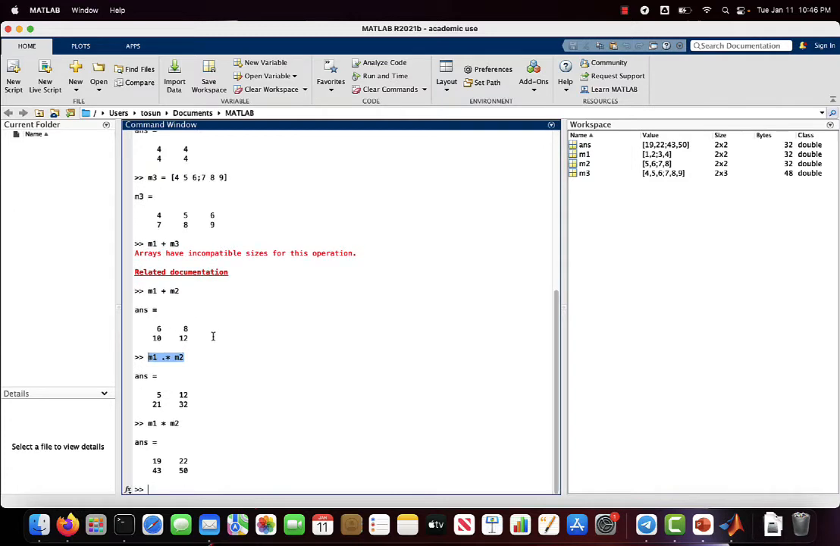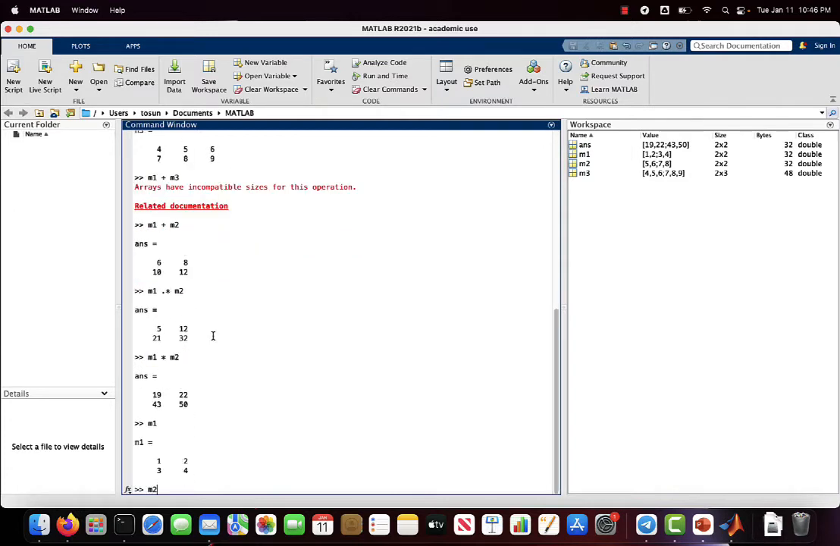How? Let's write M1, M2, and M1 dot asterisk M2. Yes. 1 times 5 is equal to 5. 2 times 6 is equal to 12. 3 times 7 is equal to 21. 4 times 8 is equal to 32.